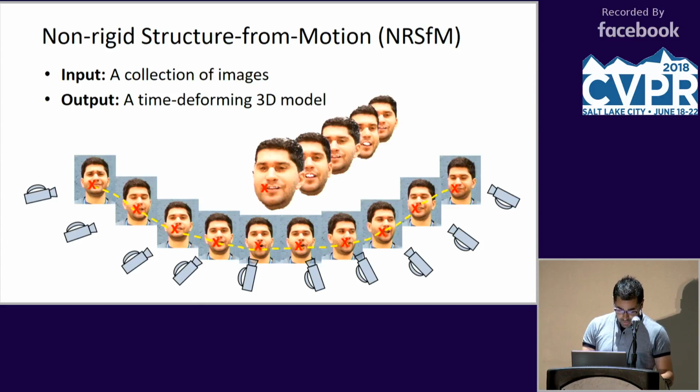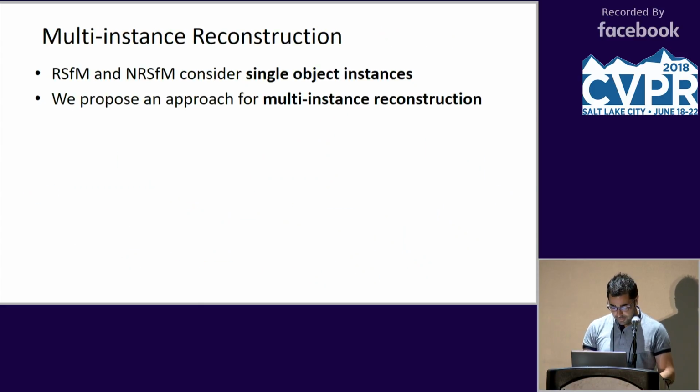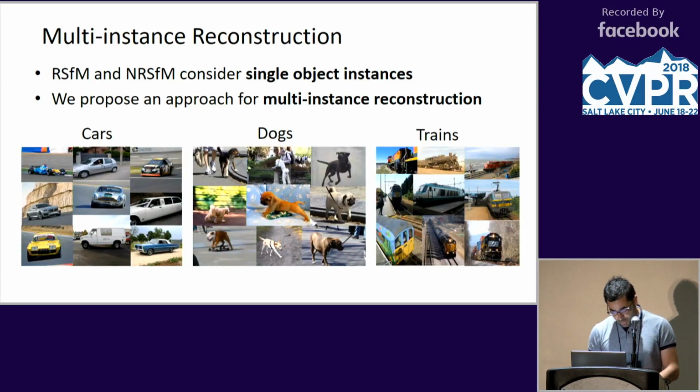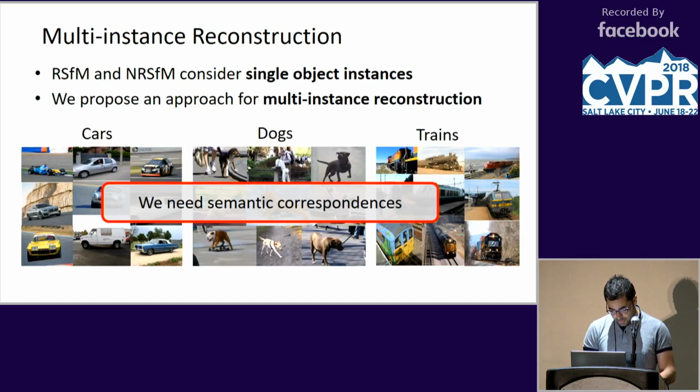Again, using similar input data, in this case, we can recover a time-varying 3D model. This means we have a different 3D configuration per image. In both previous cases, single object instances are processed. In contrast, in this paper, we propose a novel technique for multiple instance reconstruction.